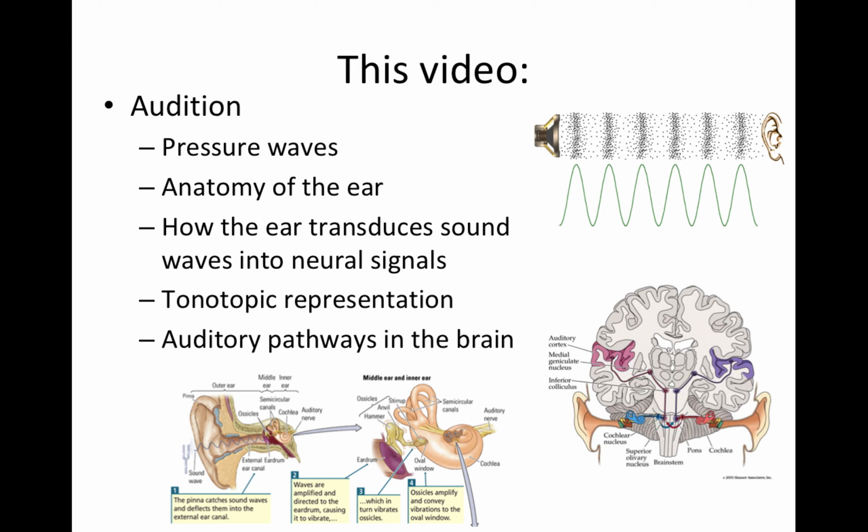So in this video, we are going to talk about audition, so how we hear. We're going to talk about pressure waves, we're going to talk about the anatomy of the ear, and how the ear transduces sound into neural signals, and we're going to talk about tonotopic representation and auditory pathways in the brain.